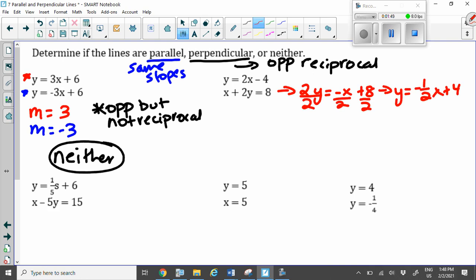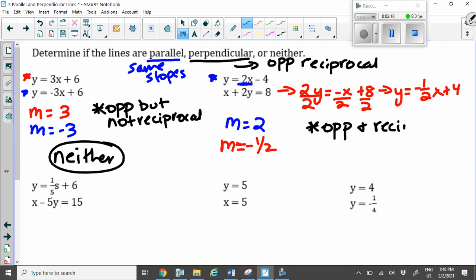So the slope on my first line is 2, and the slope on my second one is negative 1/2. Notice that the slopes are opposite, meaning they have the opposite sign, and they are reciprocals. That means these are going to be perpendicular.